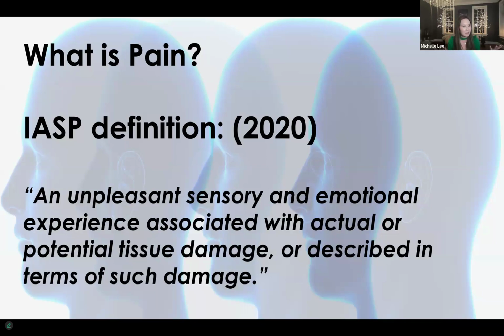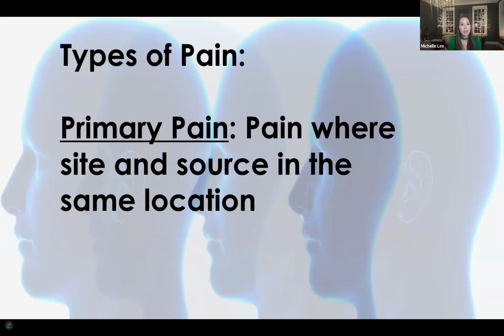Is just a simple definition of pain. What's pain? It's an unpleasant sensory emotional experience associated with actual or potential tissue damage or described as such damage. And there are varying types of pain. So we've got primary pain, where the site and source are in the same location.